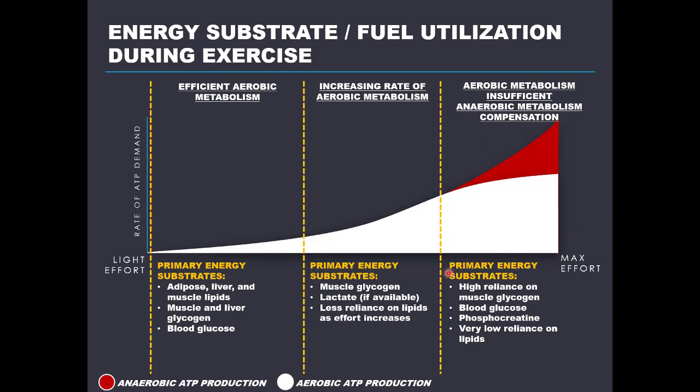So as we get into post-anaerobic threshold, high to max workload exercise, of course, your primary fuel substrates or energy substrates rather start to shift. It becomes highly reliant on muscle glycogen, blood glucose, phosphocreatine, and very low reliance on fats. Again, this post-anaerobic threshold exercise scenario is characterized by an extreme or very high rate of ATP demand. So it makes sense that the muscle cell relies on fuels that can provide ATP at a very high rate.